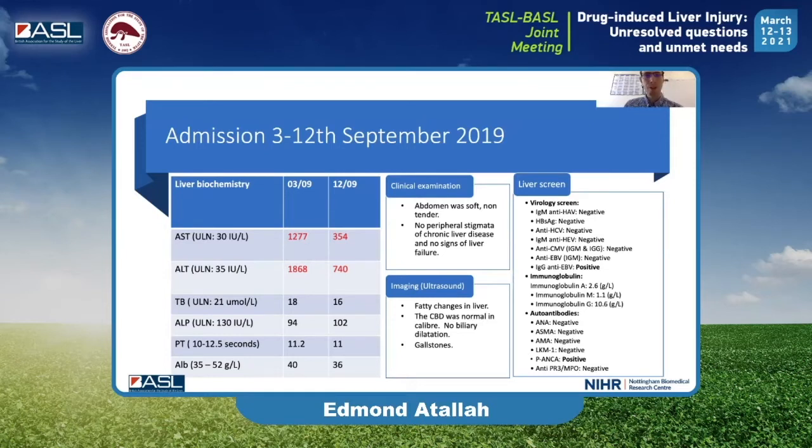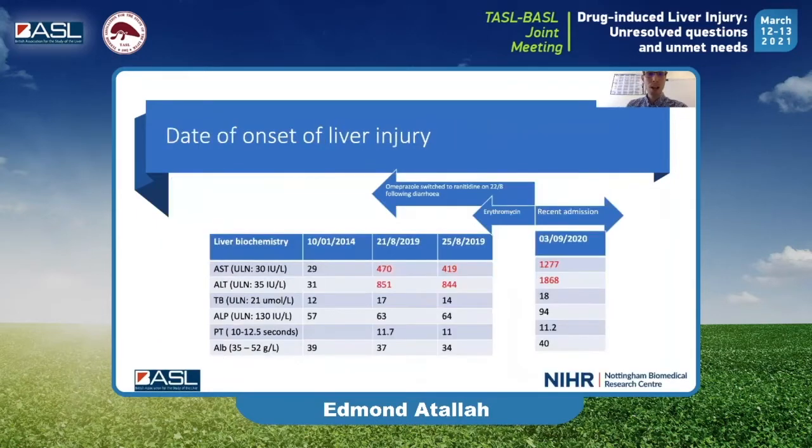So when I first saw her, the first thing is to try to determine the date of onset. And going back, I've noted that the ALT was elevated on 21st of August prior to exposure to both medications. She came into the emergency department with diarrhea on 21st of August, and her ALT was actually 851.